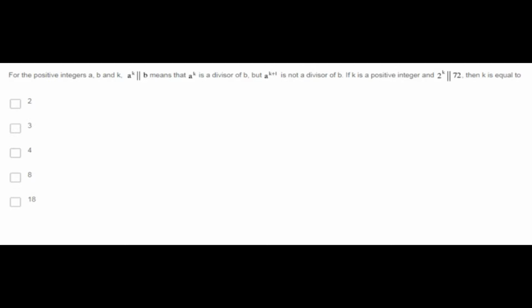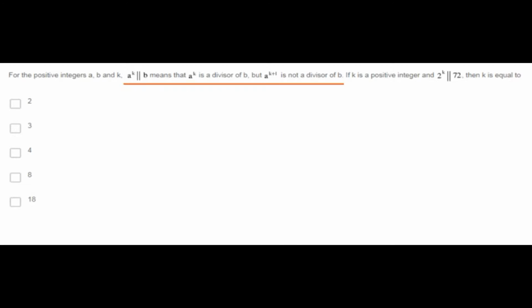A to the k towards b means that a to the k is a divisor of b, but a to the k plus 1 is not a divisor of b. If k is a positive integer and 2 to the k towards 72, then k is equal to.